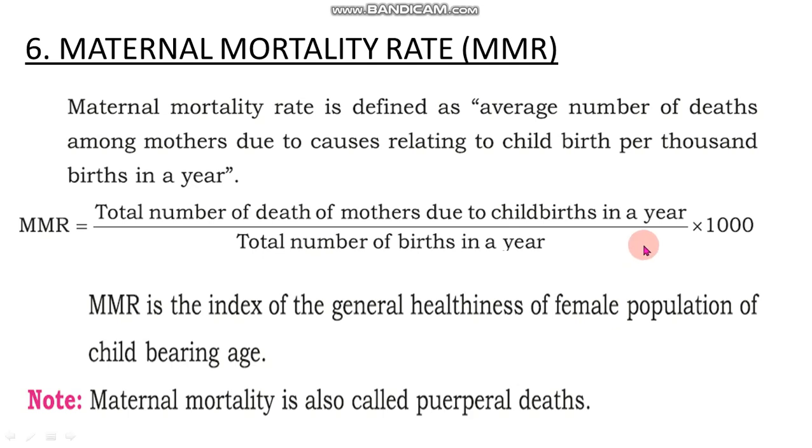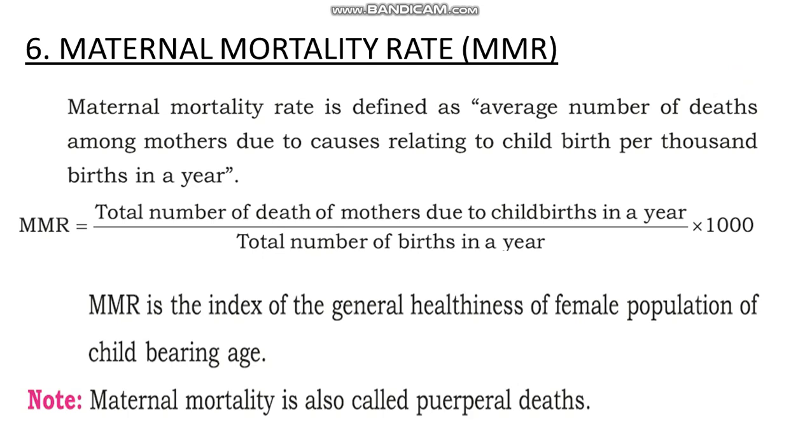What is maternal mortality rate? By the time of childbirth, sometimes the mother will die, so we call that maternal mortality rate. The formula for maternal mortality rate: MMR is equal to the total number of deaths of mothers due to childbirth in a year divided by the total number of births in a year, multiplied by 1000.